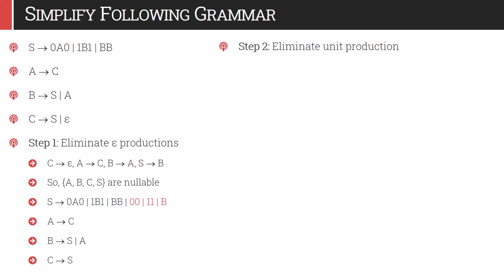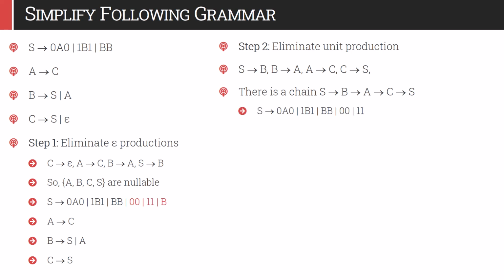One is S gives B, A gives C, B gives S, B gives A, C gives S. So if we look at the grammar carefully, then there is a chain. S gives B, B derives A, A derives C, and C derives S. That means all productions will be having the same right hand side. So I can write the production of the form S gives 0A0, 1B1, 00, 11. Fine. And we have to remove unit production.